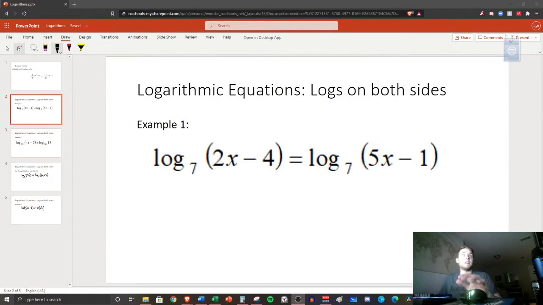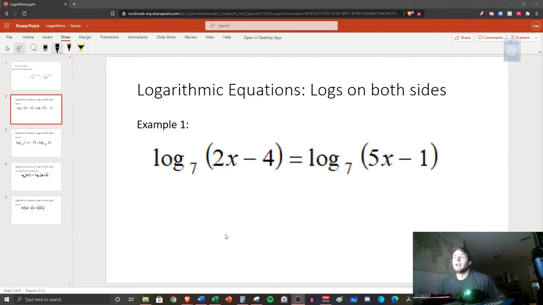Okay, so let's go ahead in our notes, draw a line. Let's title it Logarithmic Equations, and we're going to say logs on both sides. All right, and you can see exactly what I'm talking about with what I have set up here. So I'm going to pause and let you make sure you get this written.